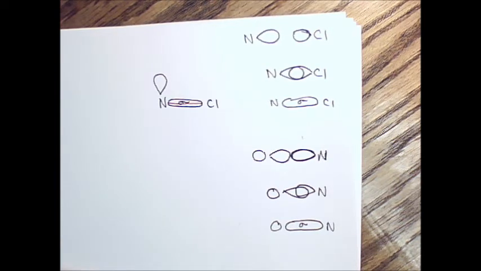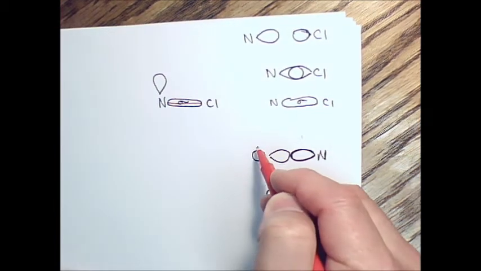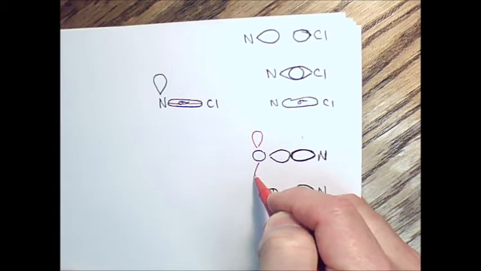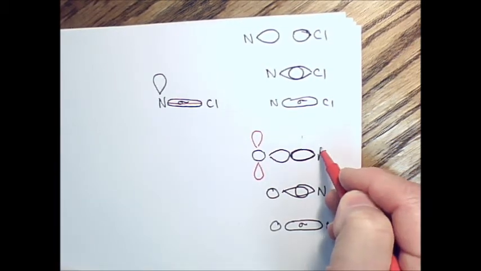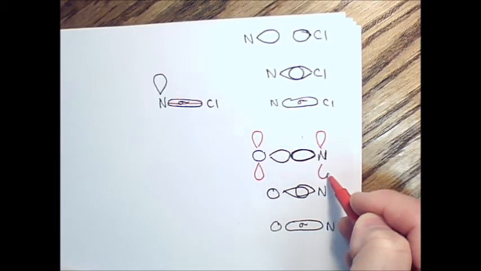So the other one's not a sigma bond? The next bond we make between the oxygen and the nitrogen is not a sigma bond. That's correct. Because you can't have more than one in the same space. Okay. So let's go back up here. Here's our p orbital that's not hybridized on the oxygen. Here's our p orbital that's not hybridized on the nitrogen.